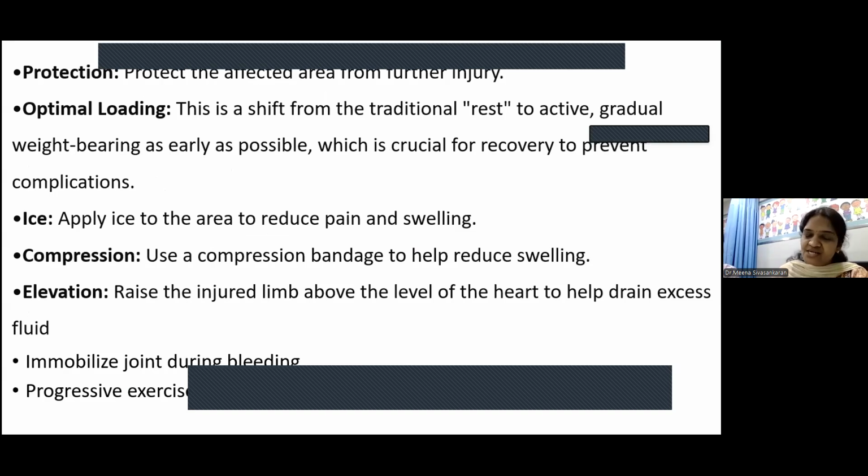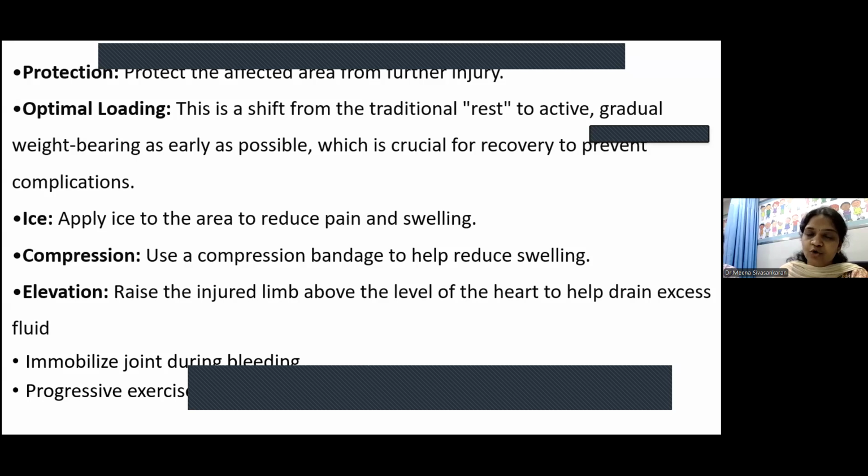And this is a POLICE strategy which we need to follow in case of any injury. First is the protection of the injured site. Previously we used the RICE term, now it is changed into POLICE. RICE is rest, ice, compression, and elevation. Here, POLICE, P is for protection. Protect the area of the injury first.